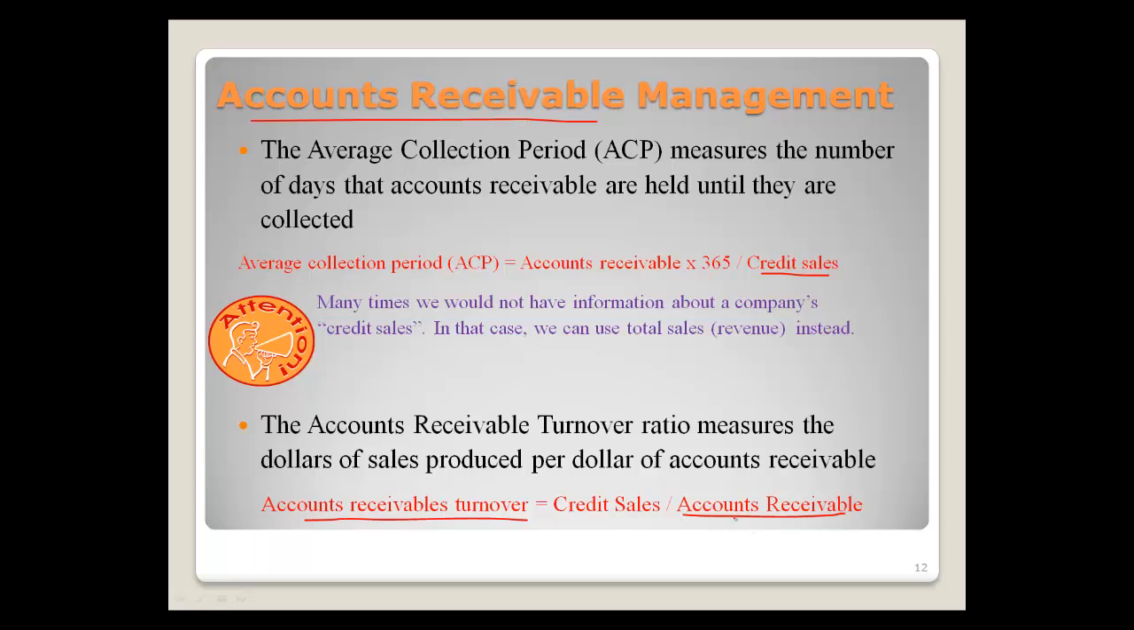It is calculated as credit sales divided by the balance of accounts receivable. Notice that credit sales sometimes may not be available to you, so you may want to use the total sales or total revenues instead. The total sales or revenue will be obtained from the income statement, while the accounts receivable will be obtained from the balance sheet.